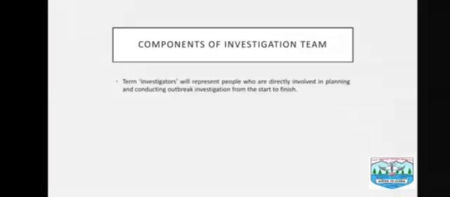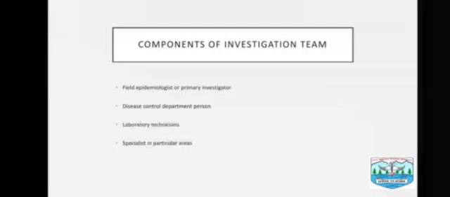Now, let's see what are the components of an investigation team. The term investigators will represent people who are directly involved in planning and conducting outbreak investigation from the start to the finish. The components include the field epidemiologist or primary investigator, then a person from the disease control department, laboratory technicians, specialists in particular areas, public health administrators, and a public relations person.